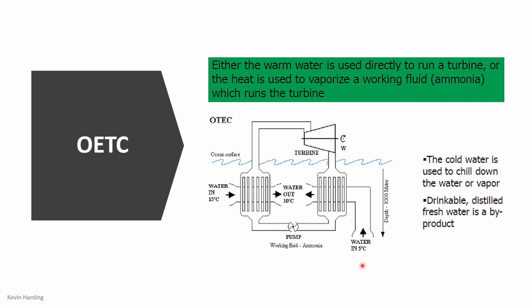In terms of water here, you'll see there's water coming in at 5 degrees Celsius and coming out at 10. On this side, there's water coming in at 15 degrees Celsius and out at 10. So this, in my mind, is the wrong way around. We were talking about the hot water being at the top, so this should actually be higher than this one because this is the cold water that's coming from far down in order to do this.